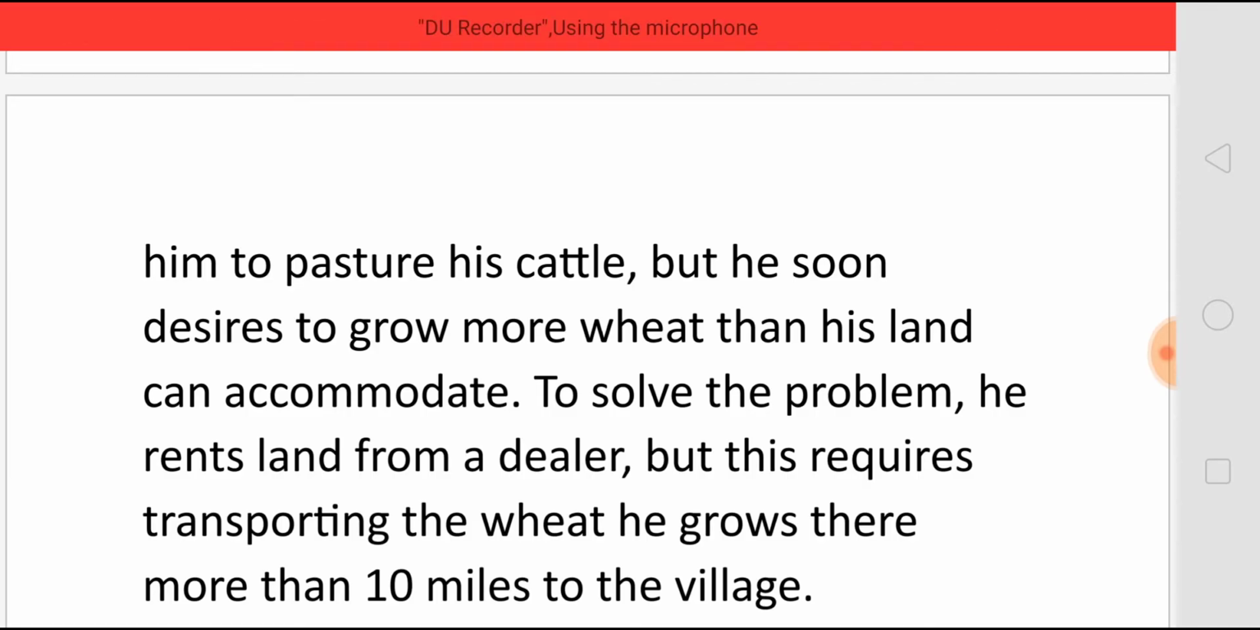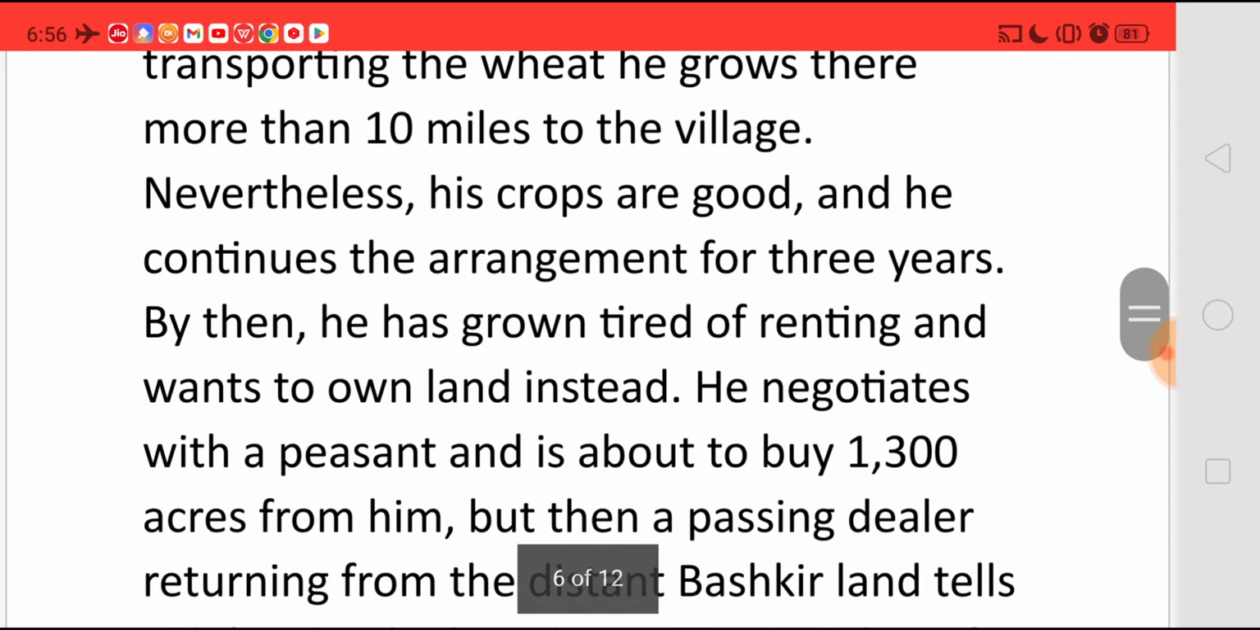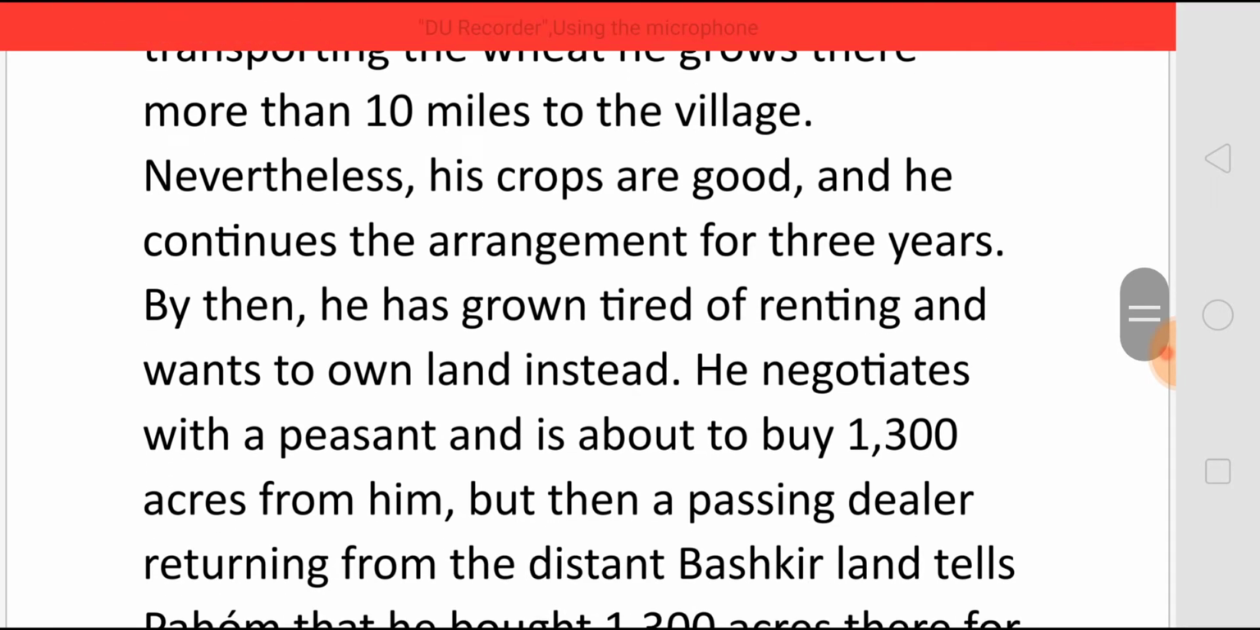To solve the problem, he rents land from a dealer, but this requires transporting the wheat he grows there more than 10 miles to the village. Not only that, his crops are good, and he continues the arrangements for 3 years. By then, he has grown tired of renting and wants to own land instead.